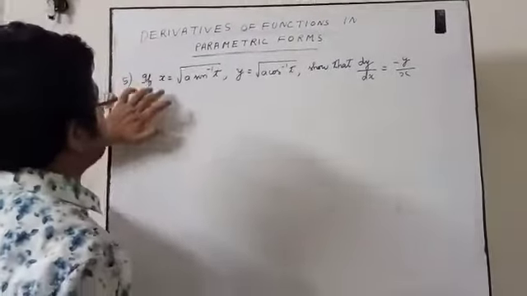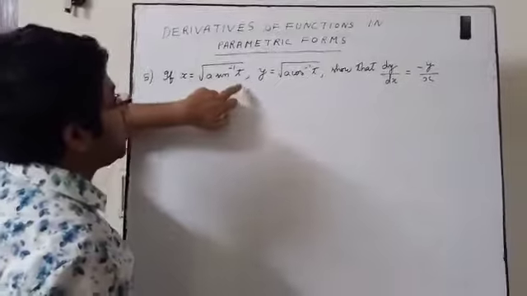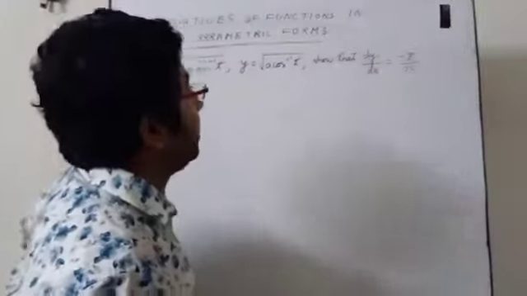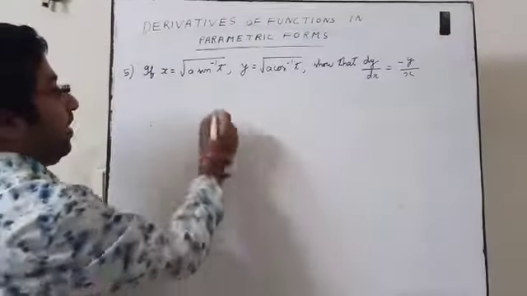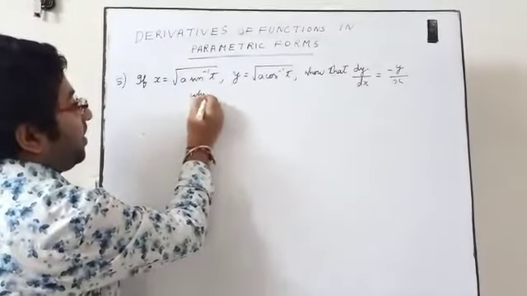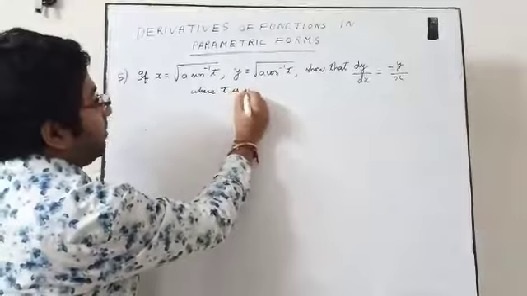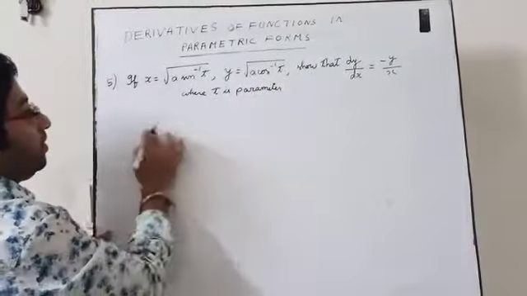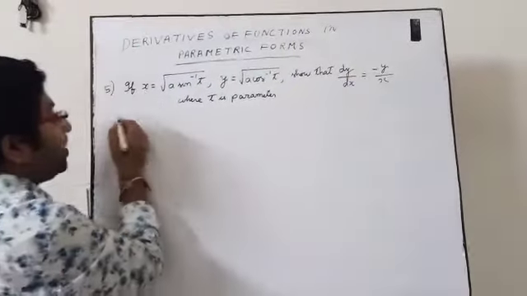Okay, next one is this one. x equals root over a to the power sin inverse t, y equals root over a to the power cos inverse t. Show that dy by dx is minus y by x, where t is the parameter. a is always constant, okay? So you have to show that dy by dx is minus y by x.